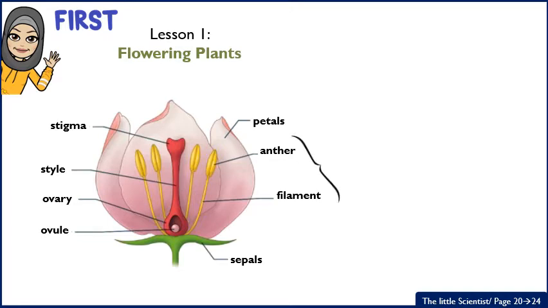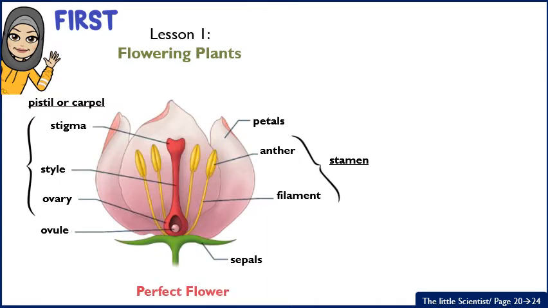The anther and the filament together build the male reproductive organ, which is the stamen, while the stigma, the style, and the ovary make the female reproductive organ called the pistil or the carpel. Since both organs, the male reproductive organ and the female reproductive organ, are shown in one flower, we can classify the flower as a perfect flower.